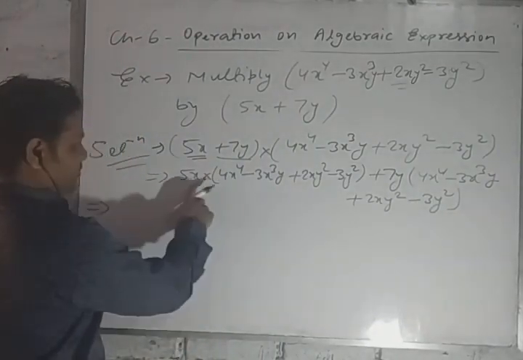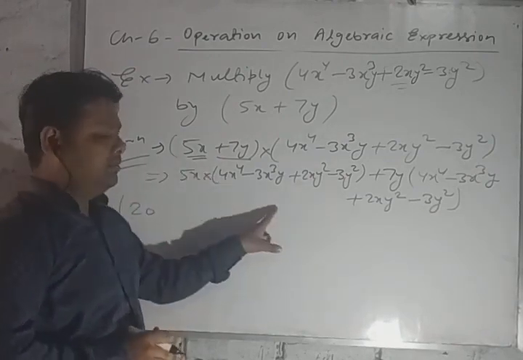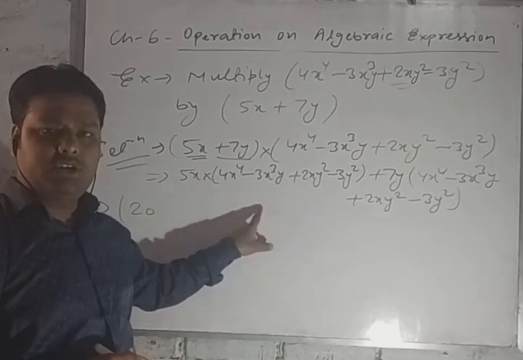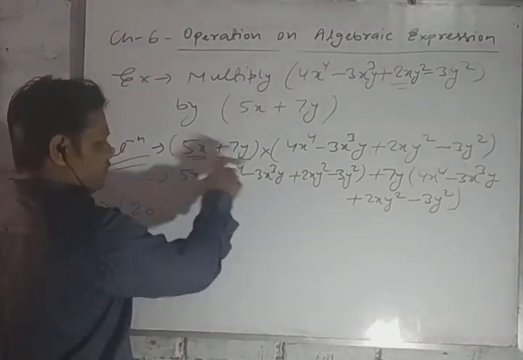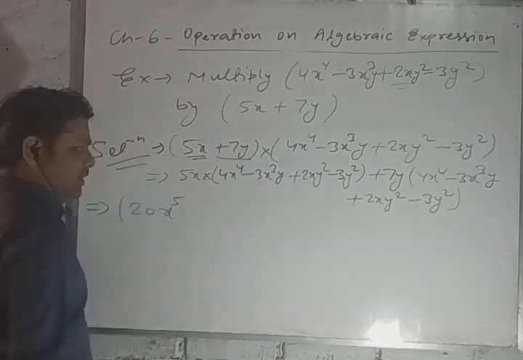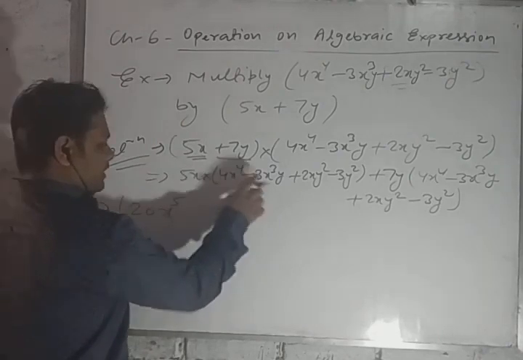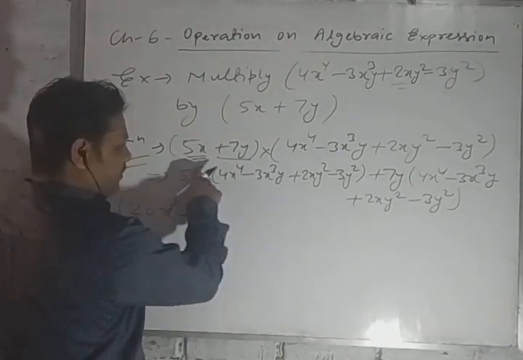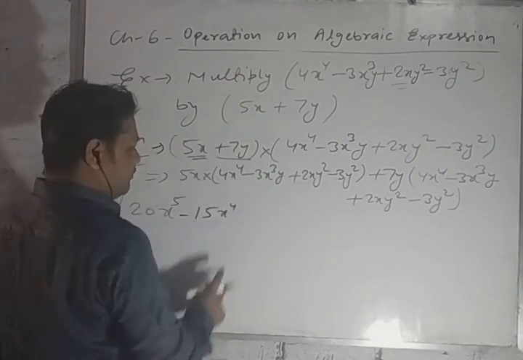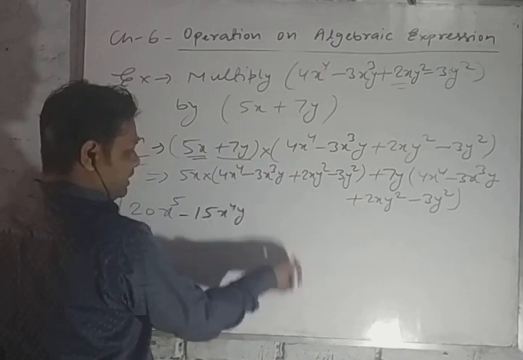At first, in every term we will multiply the constant term first, then the variable. So 5 fours are 20. Here x to the power 1, here x to the power 4, so it will be x to the power 5. After that, 5 threes are 15, and x to the power 1 with x to the power 3, so x to the power 4 only. And here there is no y, so we will write this y only.